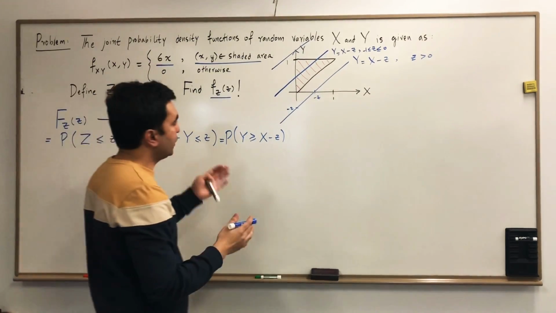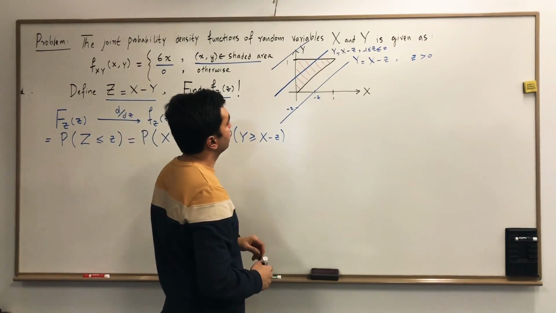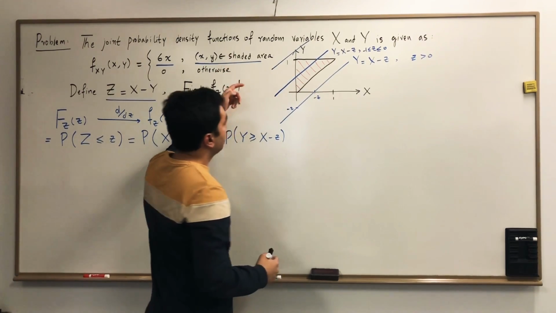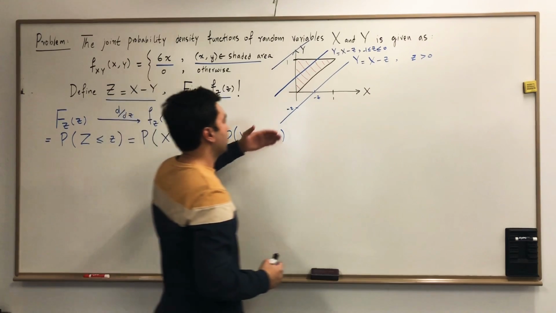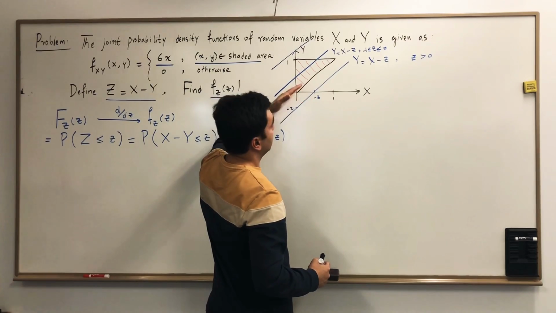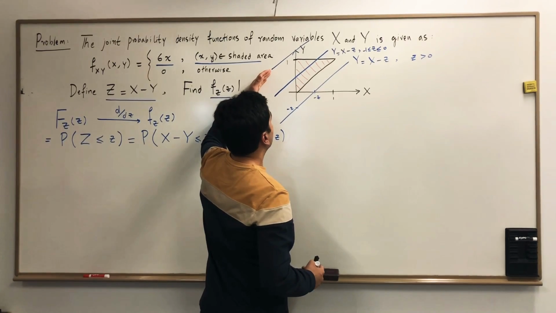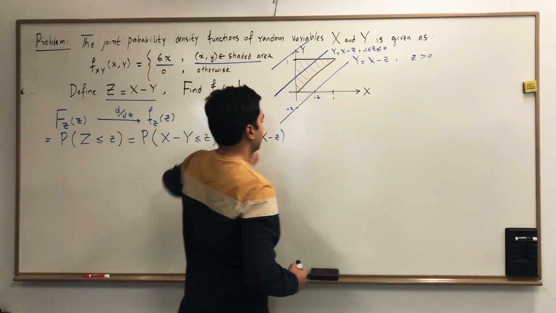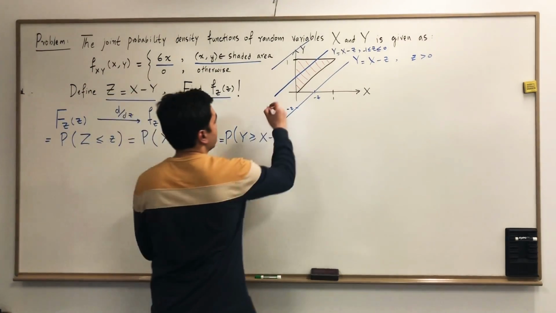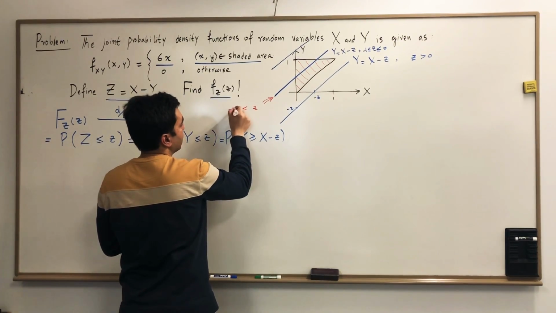So for each of these cases, we need to figure out what the probability of Y being bigger than X minus z is. Of course, this case here and this case here is trivial because when you look above this line, for this line here, all the density is above this line. So the probability will be just 1. And if we consider this line here, there is no density above this line, so the probability will be 0. So the only case which is interesting for us is this one, where z is between -1 and 0.